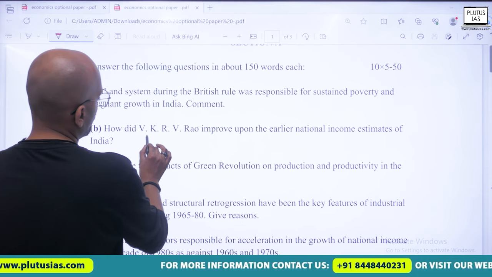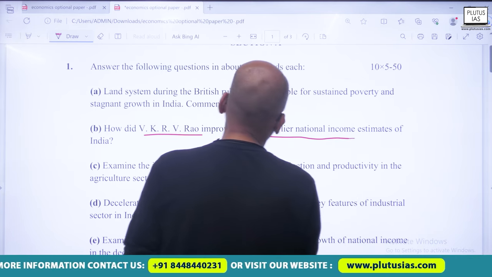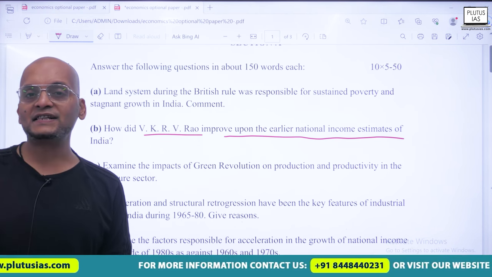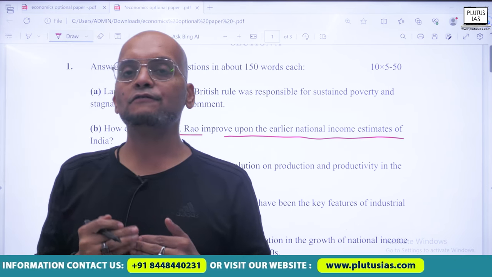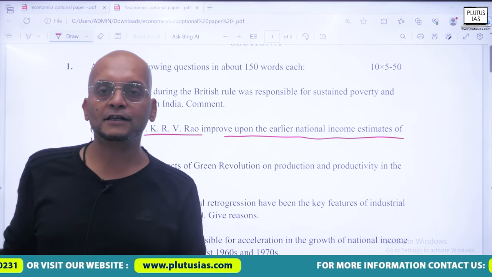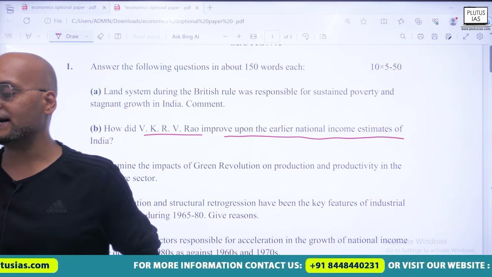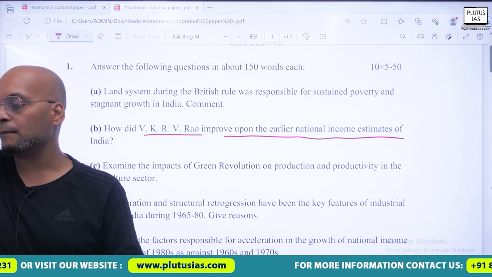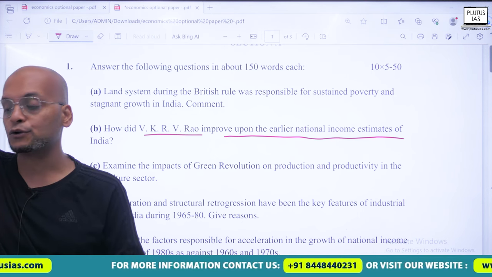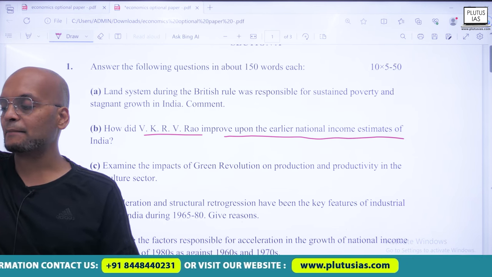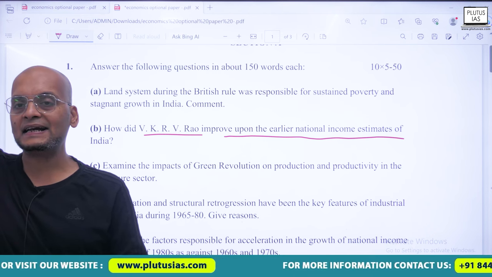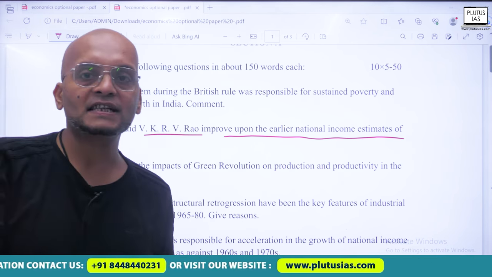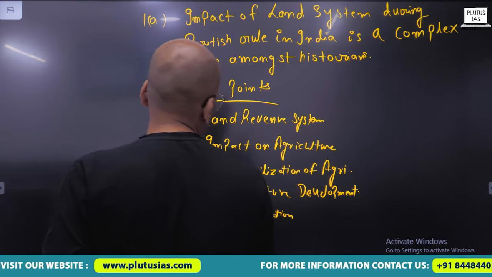Next is, how did VKRV Rao improve upon the earlier national income estimates of India? That means they are asking about the contribution of VKRV Rao. The best approach would be to first introduce who he was. You could say he was a prominent Indian economist who made significant contributions in improving national income estimates during his tenure as chairman of the National Income Committee in the late 1940s. His work aimed to provide a more accurate and comprehensive assessment. There are several areas under which he worked. Let us see what those areas are.